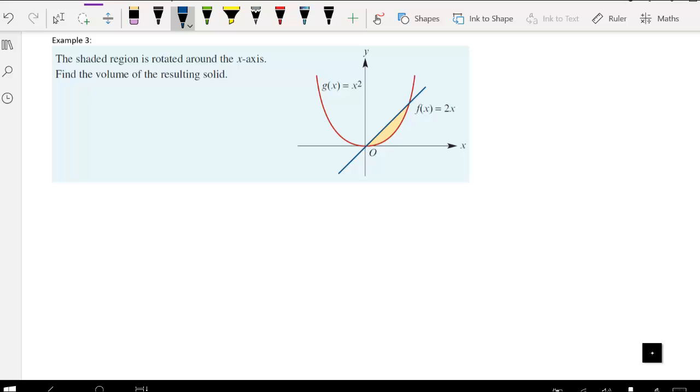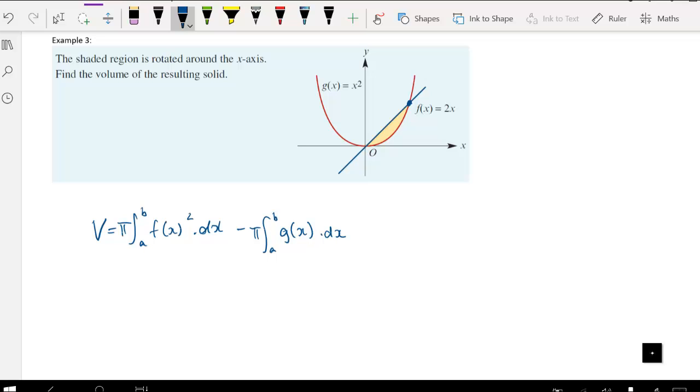Okay, so when we look at the next example, it says the shaded region is rotated about the x-axis, and we want to find the volume of the resulting solid. So that means we're taking each of these functions combined and rotating about the x-axis. So it's the same idea. We can say that our volume, and we need to find this intersection point, our volume will be the integral between b and a of f of x squared dx multiplied by pi, and subtract pi, the integral between b and a of g of x squared with respect to x.